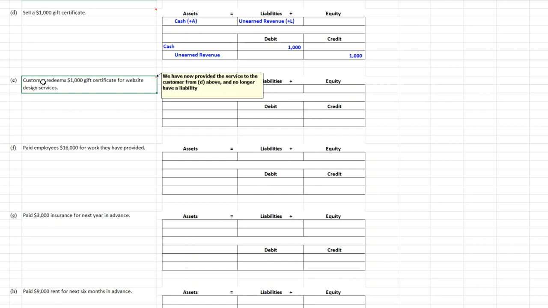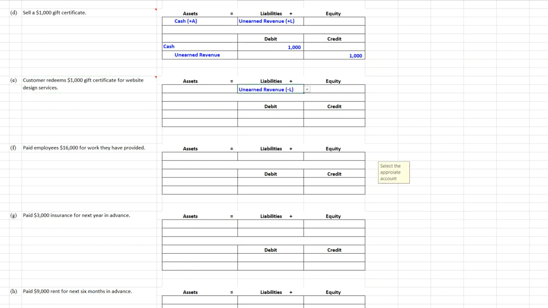Item E, the customer redeems the $1,000 gift certificate. Now that they've redeemed the $1,000 certificate, we have actually provided a service. So we no longer have a liability. Our liability will go down, and we have provided a service, and we've got revenue. And of course, our revenues will increase net income, which will eventually increase retained earnings, which is a component of stockholders' equity. In terms of our journal entries, we're going to reduce liabilities with a debit to unearned revenue for $1,000, and we record revenues with credits of $1,000. And again, debits equal credits.